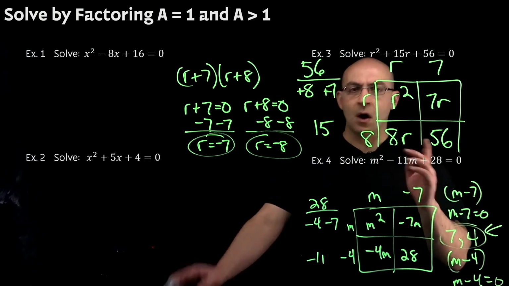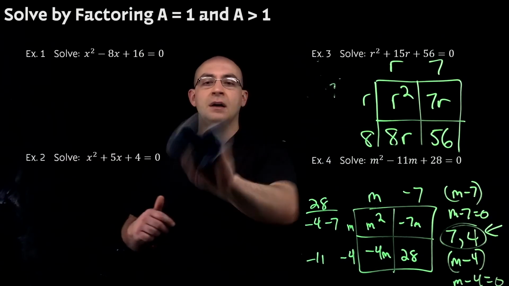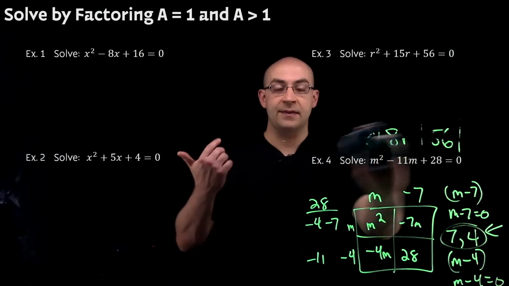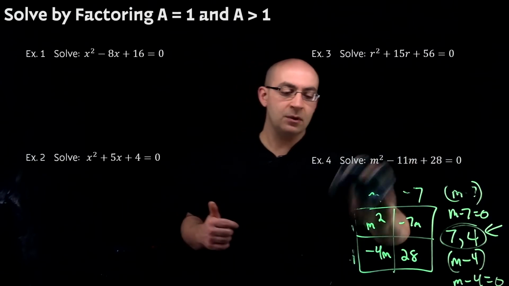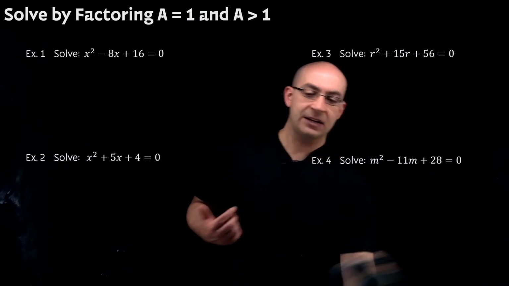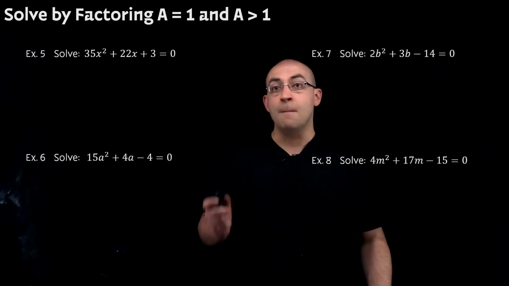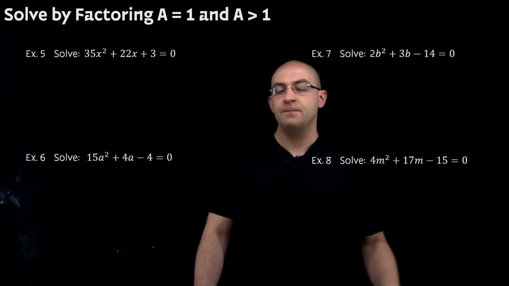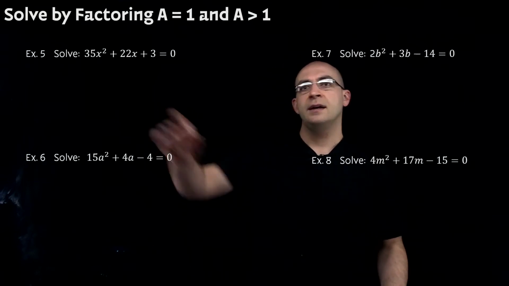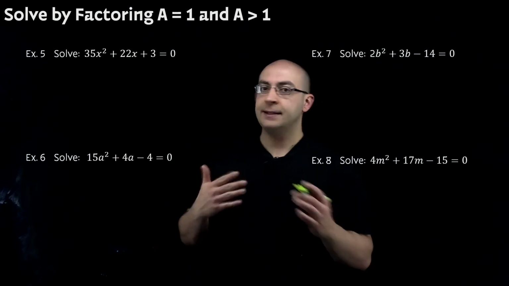Now, all of these are when A was 1, meaning there was no value in front of the initial term, or the term that had the square. The next set of problems, there will be an A greater than 1. No difference in terms of the factoring process. The only thing that's going to be a big change for us is our answers may have fractions in them. And let's see what I'm talking about. Example 5, 35x squared plus 22x plus 3. Area model all the way.